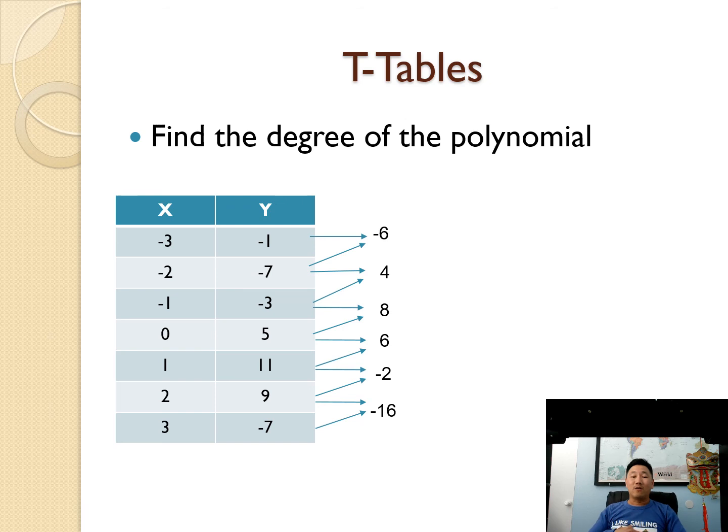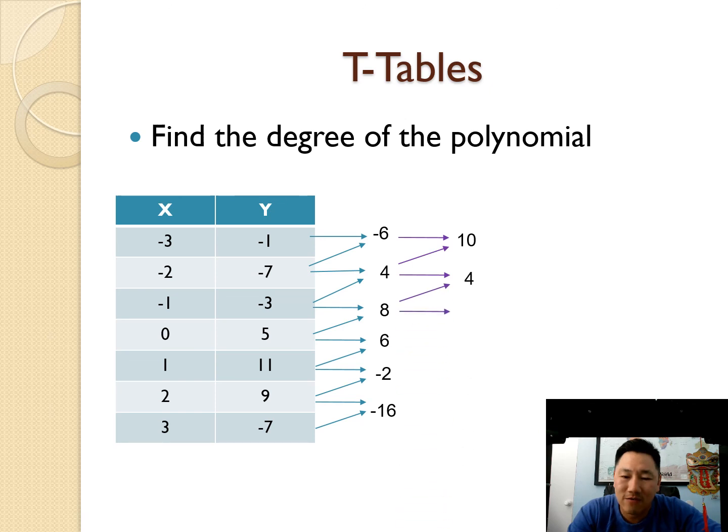All right. Guess what we're going to do now? We're going to do the same thing for the next row. 4 minus a -6 gives us a 10. 8 minus 4 gives us 4. 6 minus 8 gives us a -2. And then -2 minus 6 gives us a -8. And -16 minus 2 gives us -14. What is this telling us? Nothing yet. So we're going to keep going.